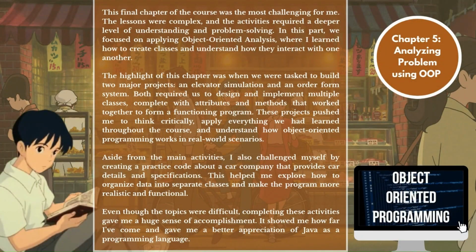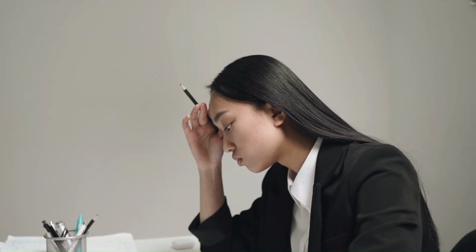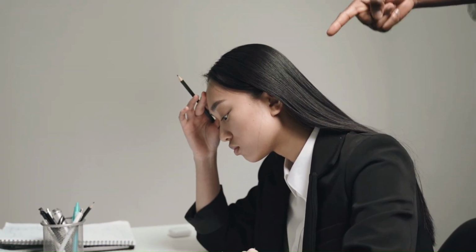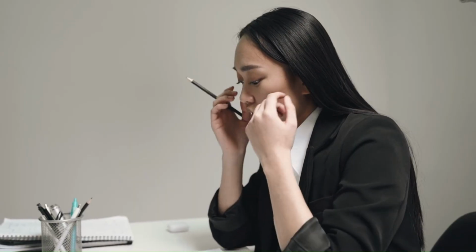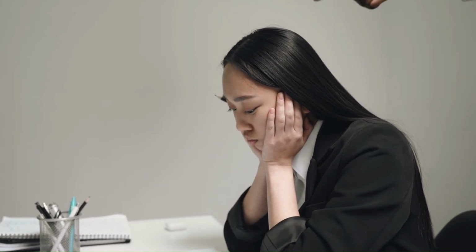In this part, we focused on applying object-oriented analysis, where I learned how to create classes and understand how they interact with one another. The highlight of this chapter was when we were tasked to build two major projects, an elevator simulation and an order form system. Both required us to design and implement multiple classes, complete with attributes and methods that work together to form a functioning program. This project pushed me to think critically, apply everything we had learned throughout the course, and understand how object-oriented programming works in real-world scenarios.